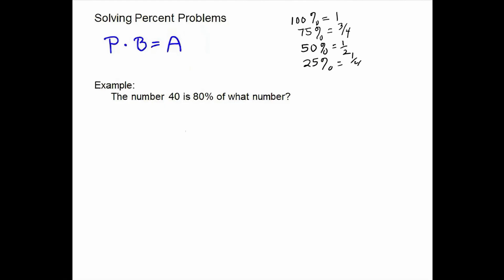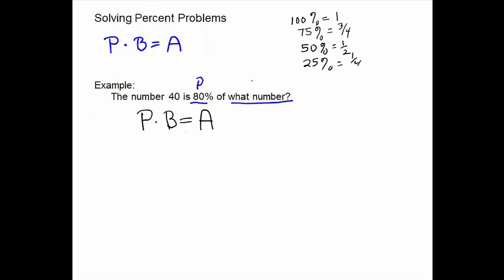The number 40 is 80% of what number? So first I would write my formula, P times B equals A, and then look for your pieces. So let's look for the percent. Easy to find. It has the percent symbol. So that's our P. Continuing reading after the percent to find your base. So it says 80% of what number?